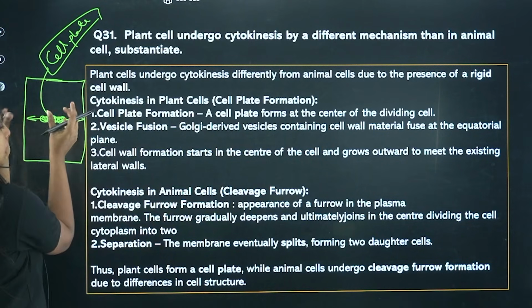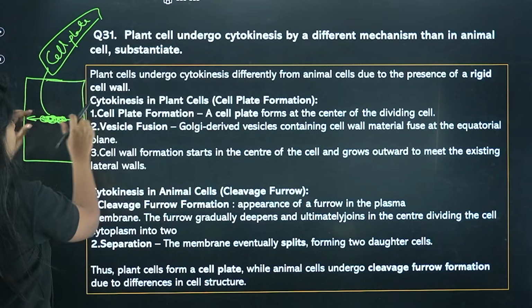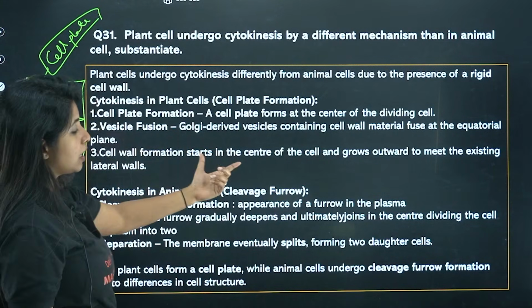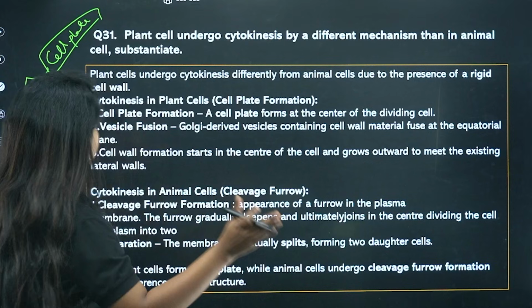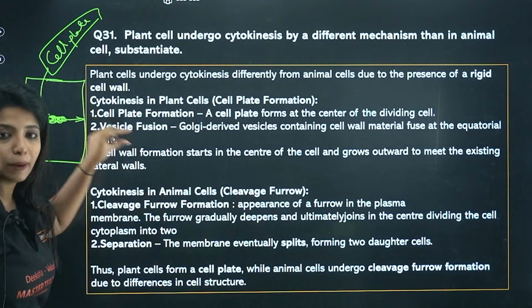So now the cell wall, since it has the vesicles with all the materials needed for cell wall formation, slowly cell wall formation happens over here, and my dear children, that is how it is going to get divided. So cell wall formation starts in the center of the cell and grows outward to meet the existing lateral wall. So these are the lateral walls out there, it goes out there. And this is known as cell plate formation.